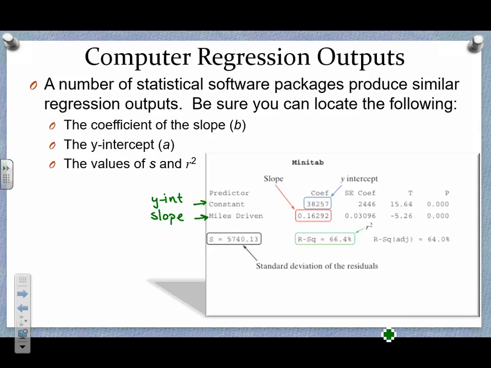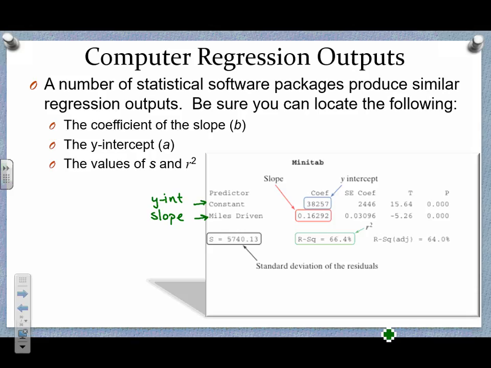The rest of the stuff in these rows is not useful to us yet. We'll talk about that stuff later on down the road. For right now, since all we know how to do is work with a regression line, these are the only 2 pieces we definitely need to make sure we can find in this output. The rest of this stuff, standard error, the t-value, the p-value, that will come much later down the road. So for right now, the big thing: can you find y-intercept, can you find slope?